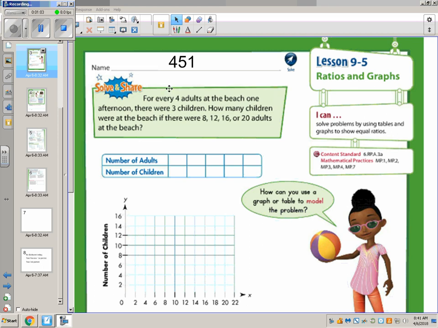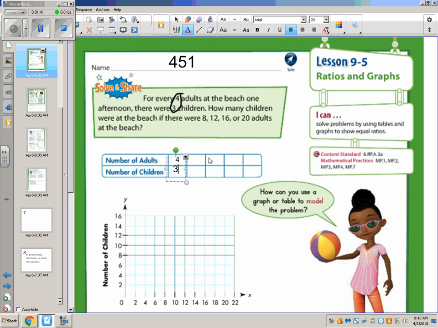So today's solve and share says for every 4 adults at the beach one afternoon, there were 3 children. How many children were at the beach if there were 8, 12, 16, and 20 adults at the beach? So they give us this table to fill in. So I'm going to start by using the first ratio they gave us. So they said there were 4 adults for every 3 children. So in your table, I would fill in 4, and I'm going to make my writing here a little bit smaller so it actually fits in the chart. Okay, so there were 4 adults for every 3 children.